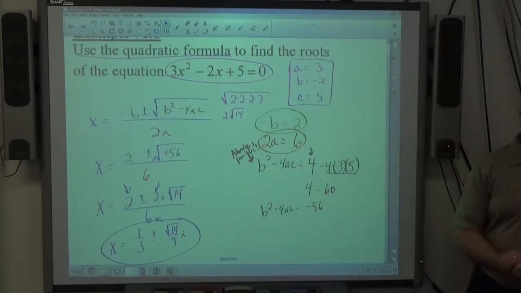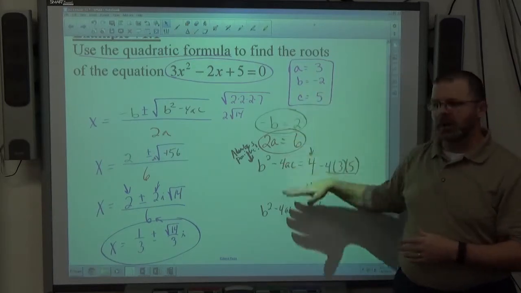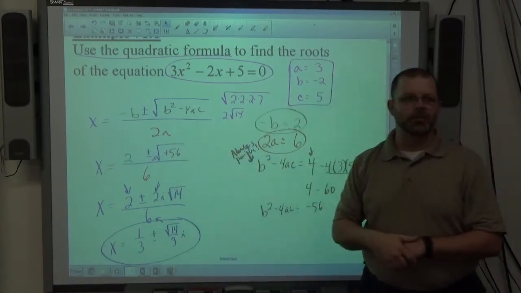But that's how you do it. That's using the quadratic formula. It skips all the completing the square steps. It gets us directly to the answer in one step. You find out all this information, throw in the numbers, all of a sudden you got your answer.